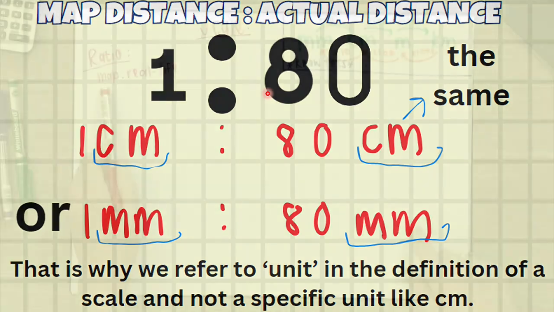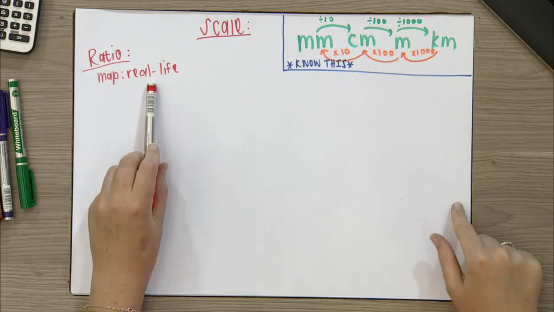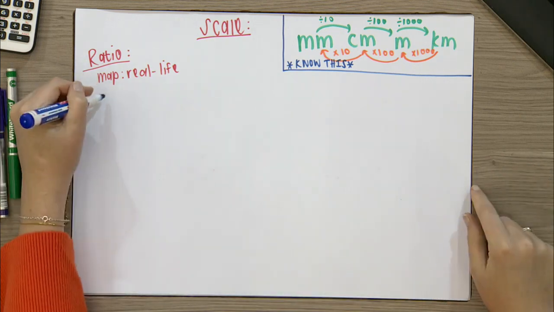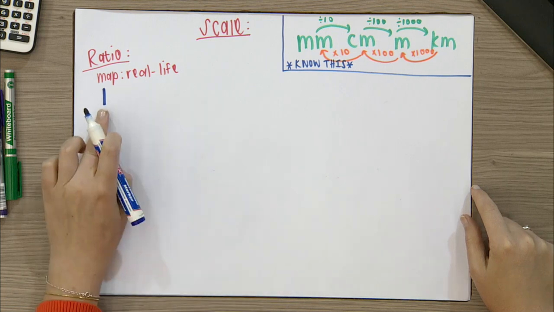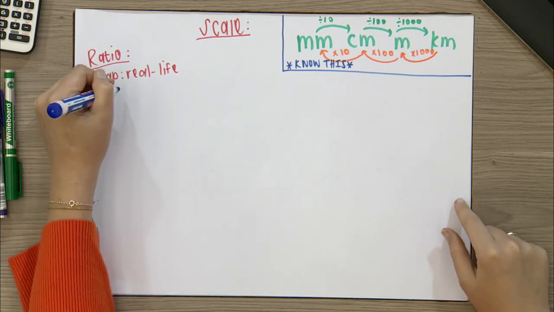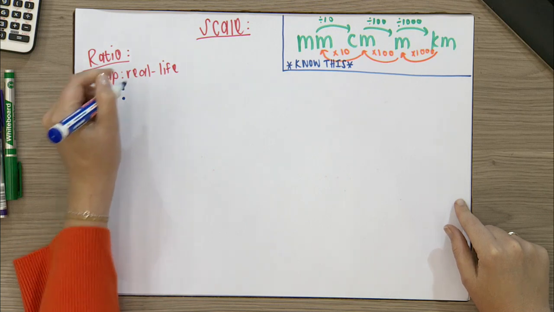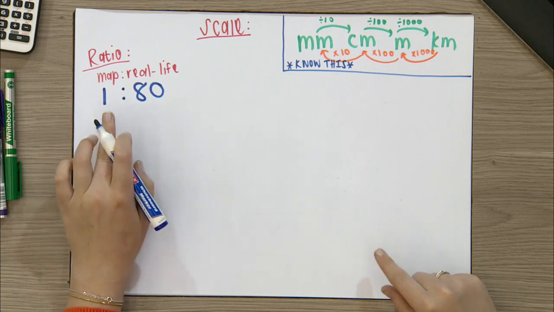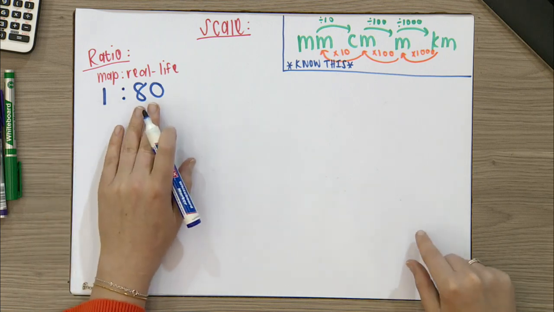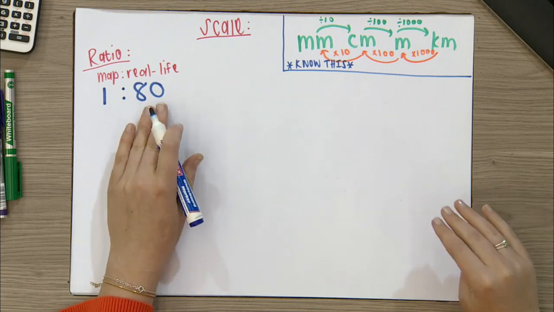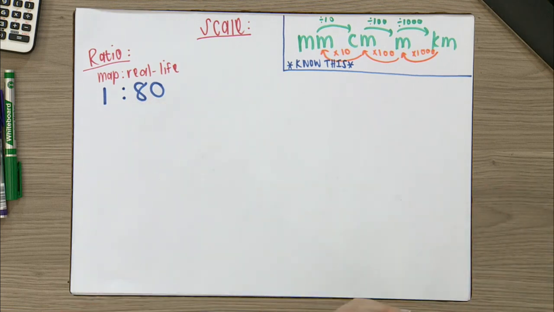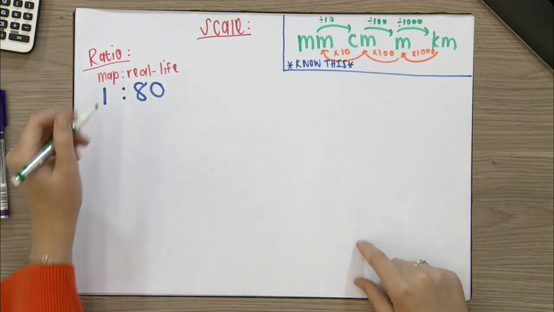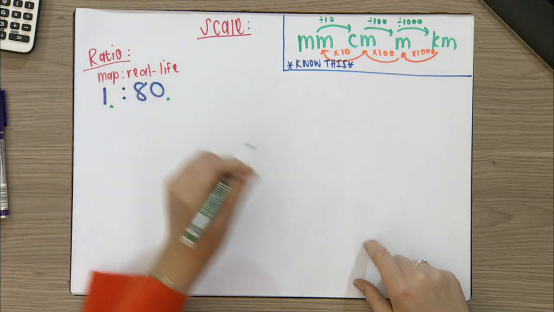Now, something I've already spoken about quickly was the map distance to the actual distance. So what we wrote here is we wrote map is to real life, which obviously means the map is to the actual. So if we now write 1, it means 1 unit on the map. If I say 1 is to 80, it means 1 unit on the map represents 80 units in reality, in real life. That's the actual distance. So what you need to note immediately is, I keep saying unit, unit, unit, and I don't actually write a unit here.